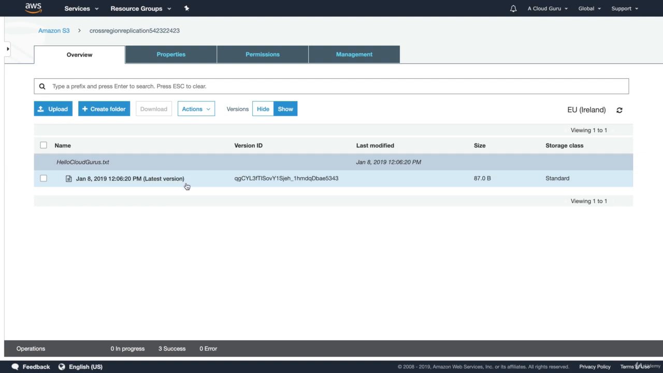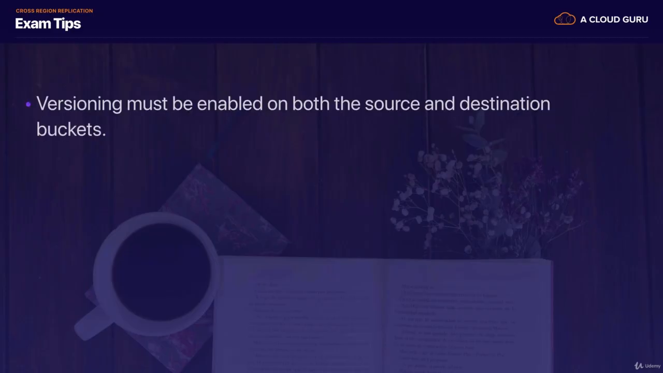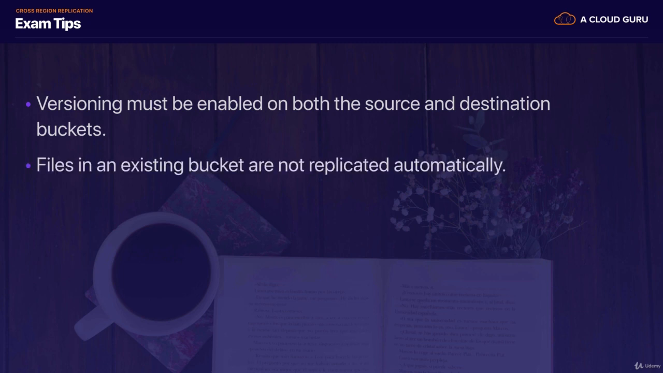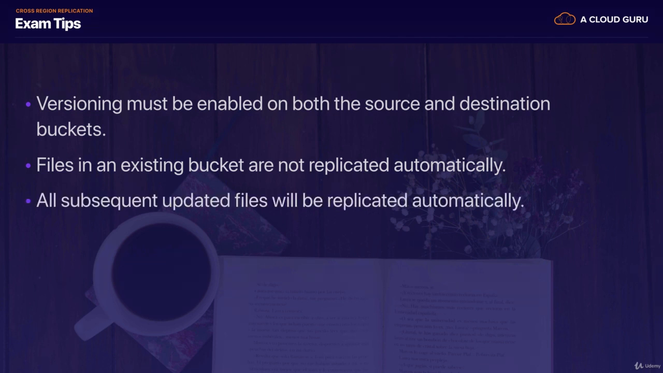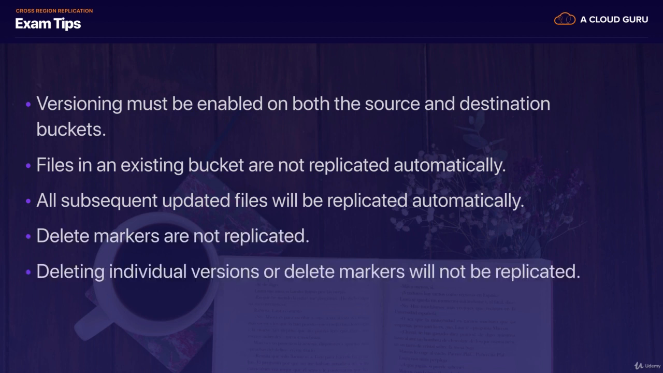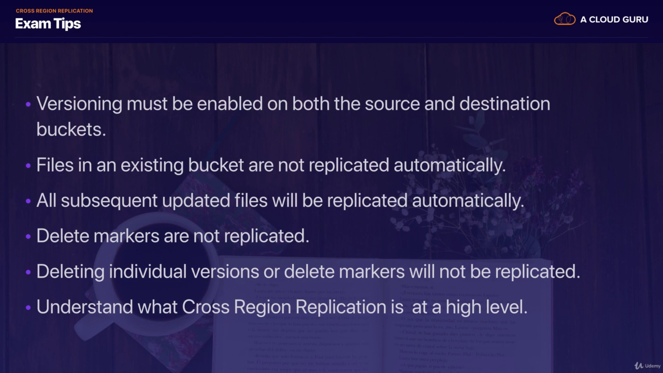So let's go over to my exam tips. Remember that versioning must be enabled on both the source and the destination buckets in order for replication to work. Remember that files in an existing bucket are not replicated automatically, and we saw that in our lab. We have to add new files. All subsequent or updated files will be replicated automatically. Delete markers are not replicated, and deleting individual versions or delete markers will also not be replicated. And then just understand what cross-region replication is at a high level.